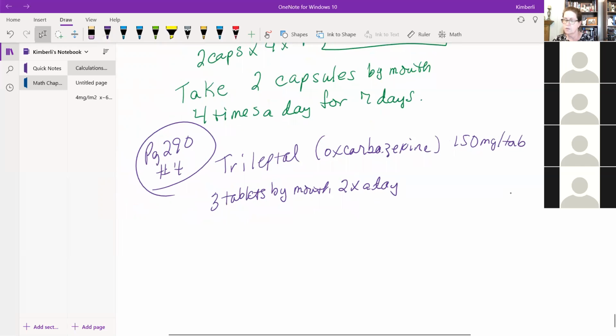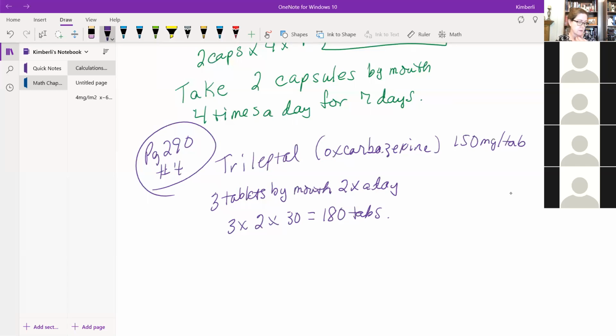So they're getting 3 tablets by mouth twice a day. And it wants to give a 1 month supply. So how many tablets are we going to use to fill this prescription? 180. Yeah. 3 tablets twice a day times 30 days. 6 times 3 is 18. 180 tablets. Good.